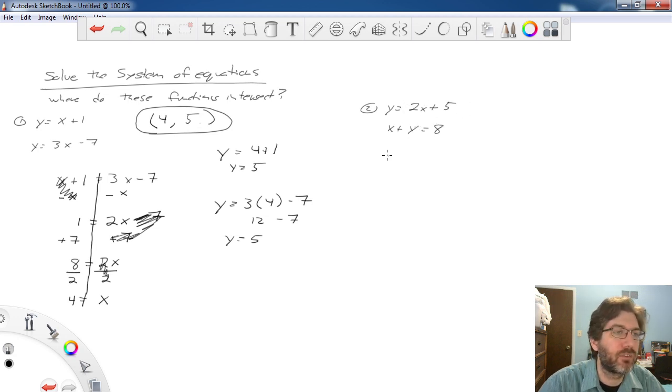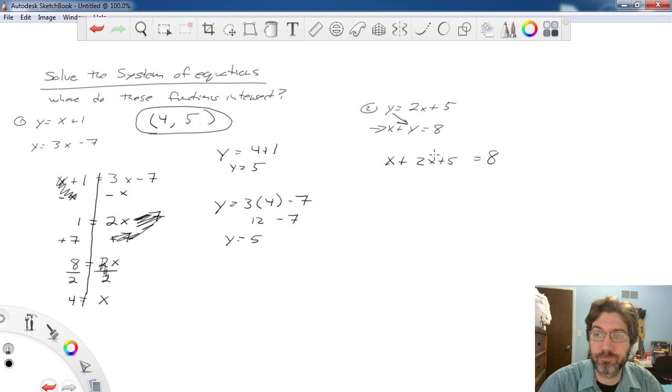So here it's going to say x. I'm going to start with this one and put y in for here. So it's going to say x plus, instead of writing y, I'm going to write 2x plus 5, which is equal to y. They're the same thing, equals 8. And in this case, I really don't need the parentheses, but I put them there just to show you that it came from here.